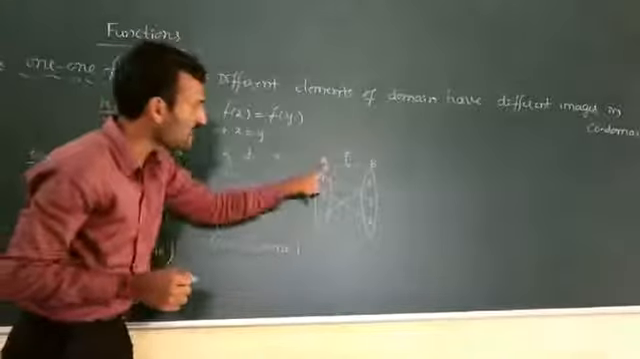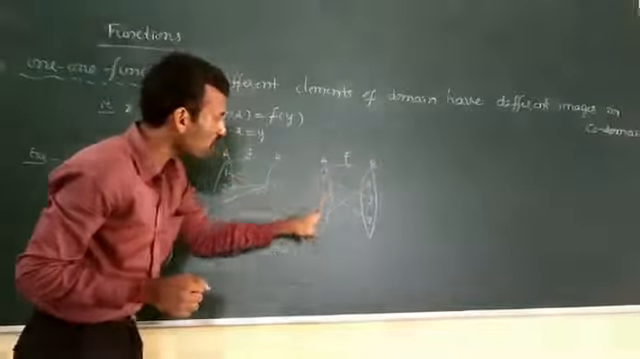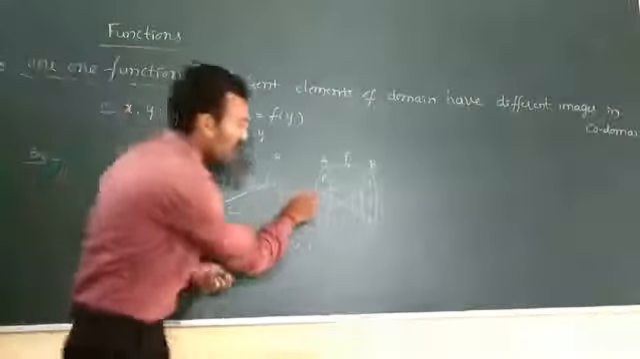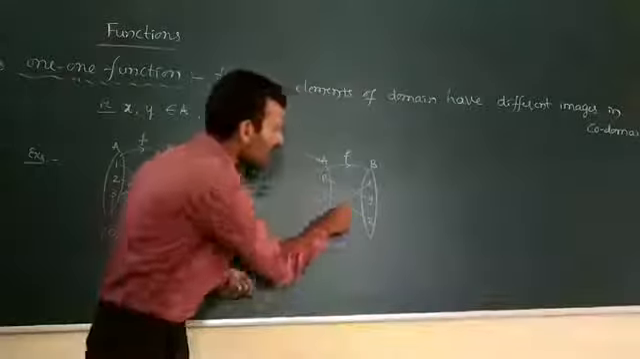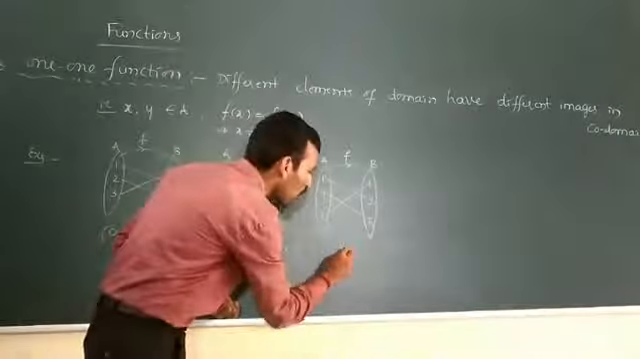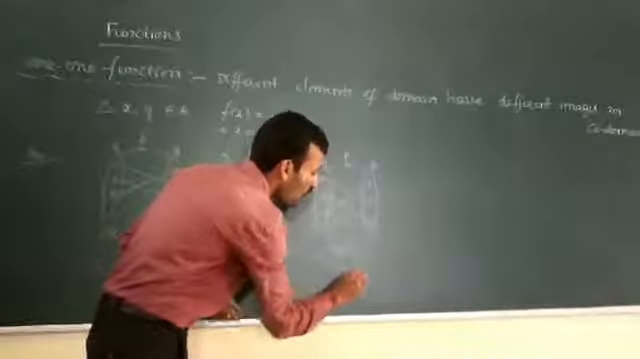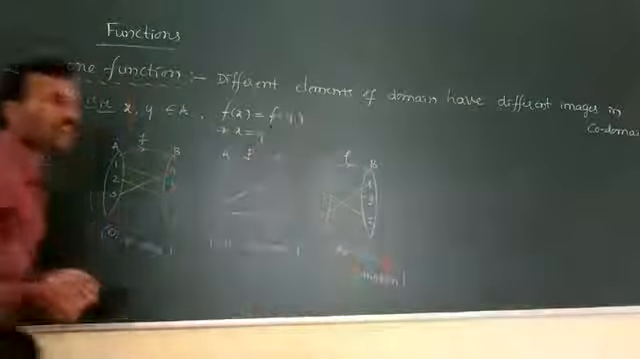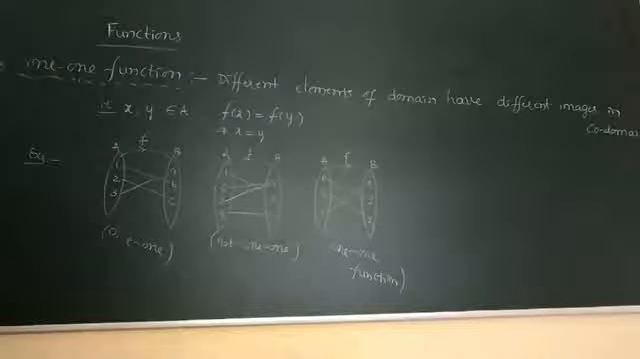Here it is f from A to B. P, Q, R are the elements of the domain, and X, Y, Z are the elements of the codomain. P is related to Y, Q is related to Z, R is related to X. Definitely, this is a one-one function. This is regarding the concept of one-one function. These are the examples and the definition for one-one function.